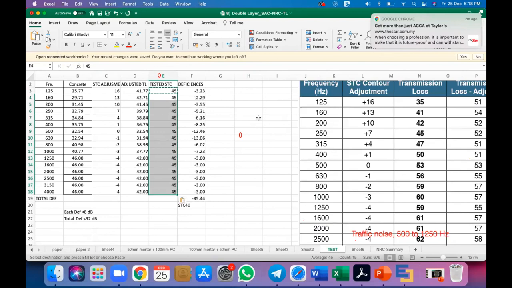Now you can see, if all are negative it is also not good. So you need to try something like that.